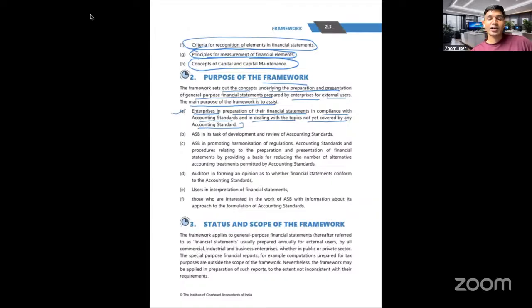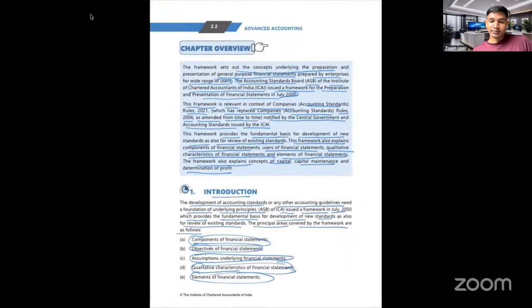The framework for the preparation and presentation of financial statements assists the ASB in its task of development and review of accounting standards. So the purpose of the framework is for the ASB for the development of new standards and also review of existing standards, which we have seen over here.